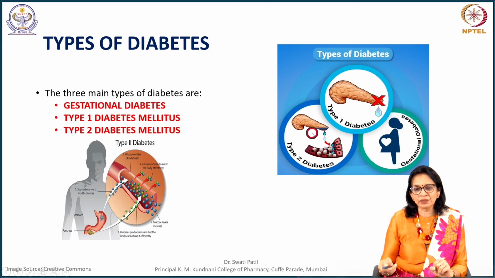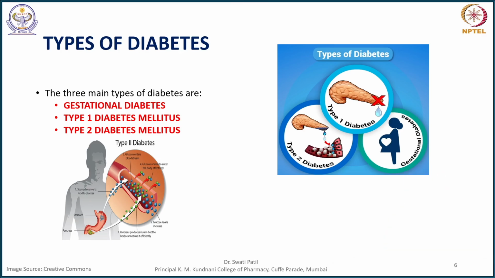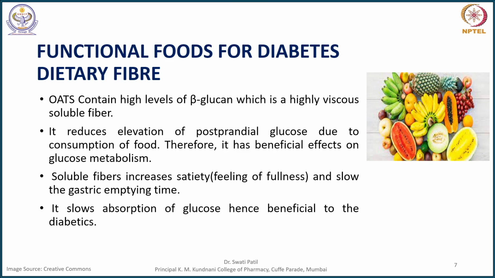In type 2 diabetes, the cells are there, but they are not producing sufficient insulin. So in both cases, the body does not get insulin. The reasons are different, but the end result is that there is no insulin available for the sugar to be converted into energy.